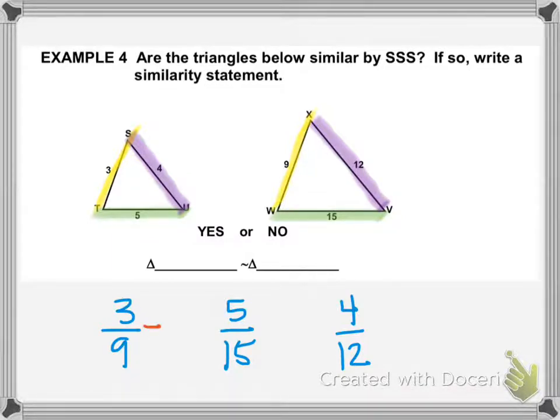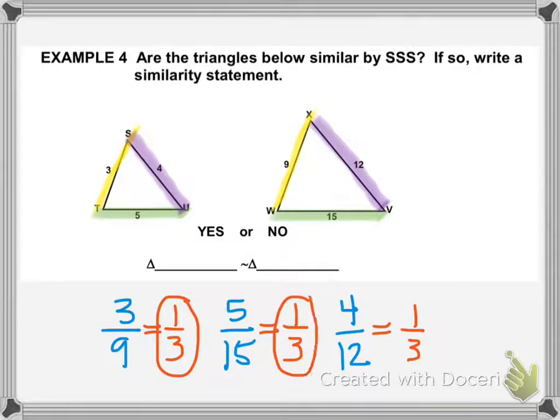3 over 9 simplifies to 1/3. 5 over 15 simplifies to 1/3. 4 over 12 simplifies to 1/3. So because they all simplify to the same fraction, that means these ratios are equal, which means that these sides are proportional. So we can say, yes, these two triangles are similar by SSS similarity.